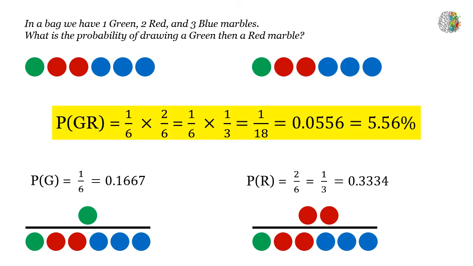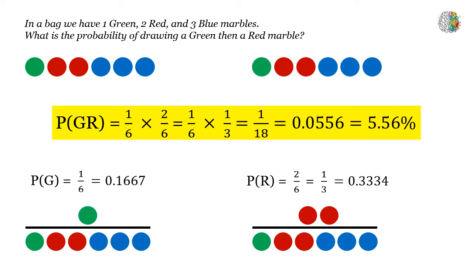So once again, to get the probability of first drawing a green and then drawing a red, that's going to be 1/6 times 2/6, which can simplify to 1/6 times 1/3, which equals 1/18, which is a decimal of 0.0556, which gives me a 5.56% probability that I'm going to draw a green and then a red.